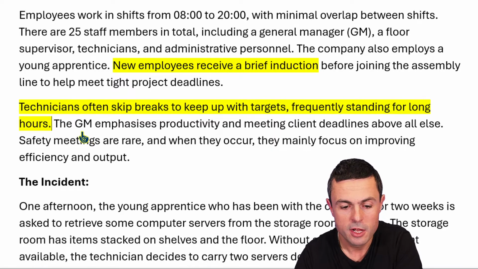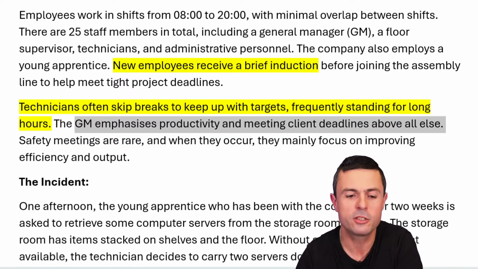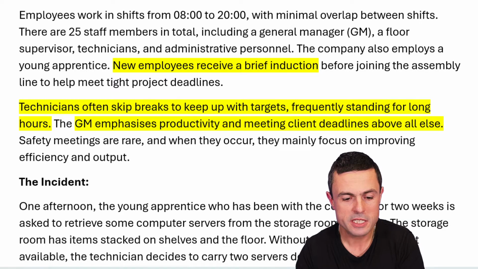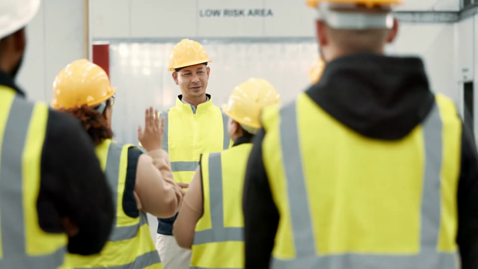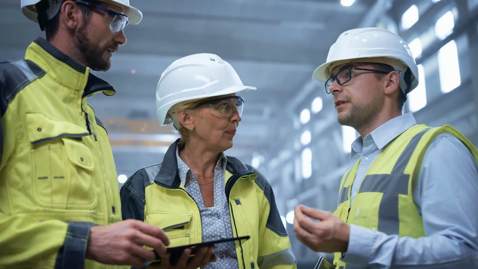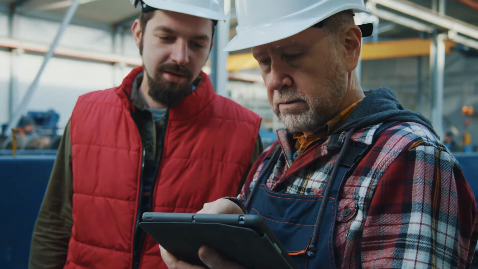Okay, we've got that. This GM, emphasizing productivity and meeting deadlines above all else. So maybe the lack of management commitment to health and safety is one of the management failures which led to the accident. We've got safety meetings are rare. So maybe the failure to review health and safety performance is partly what led to this accident occurring, because they haven't discussed the previous health and safety issues that have been raised, they haven't agreed what they're going to do about them, they've just let those things exist, and eventually it led to an accident.